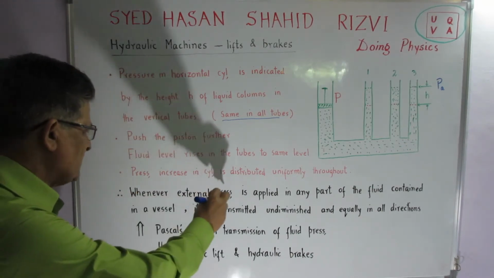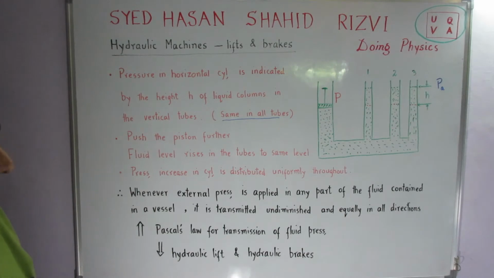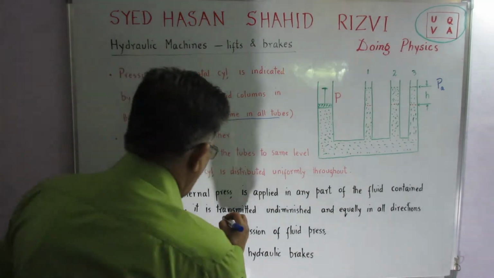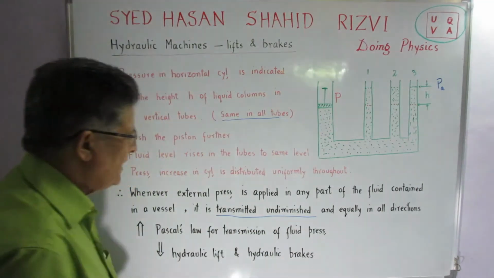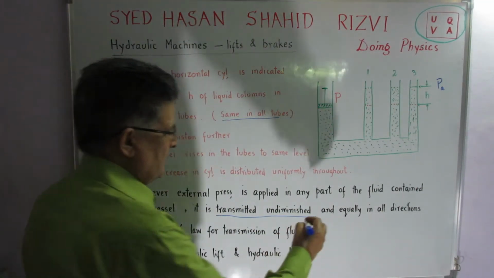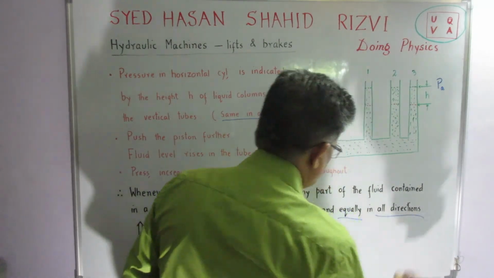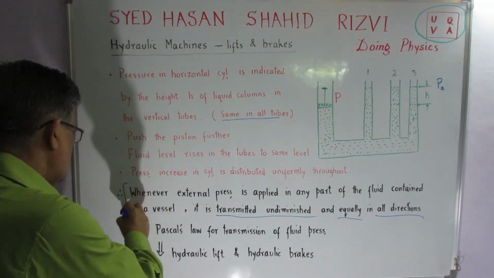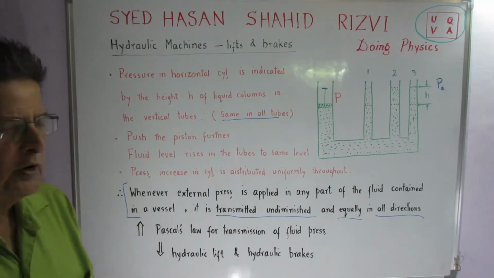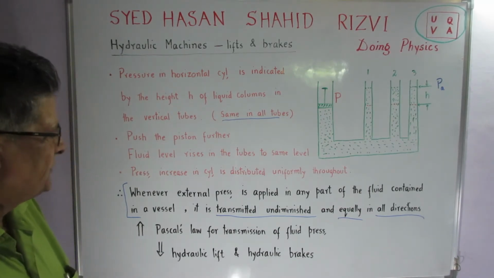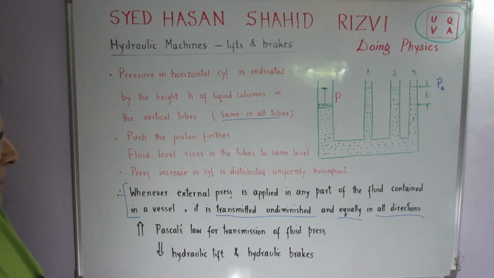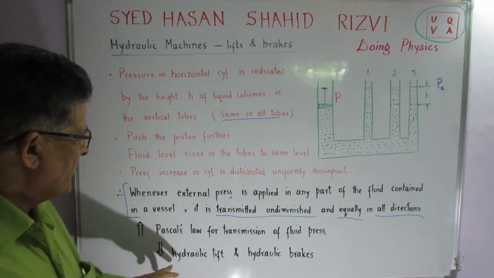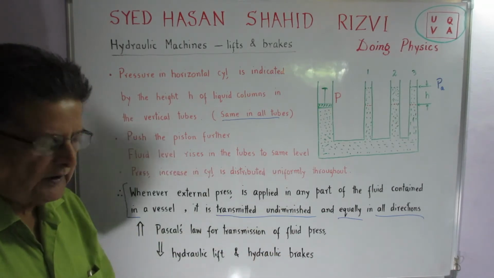So we say that whenever external pressure is applied to any part of the fluid contained in a vessel, it is transmitted undiminished and equally in all directions. This is the statement of Pascal's law for transmission of fluid pressure. Based on this simple law, we can have hydraulic machines, hydraulic lifts and hydraulic brakes, which we'll discuss in the following.